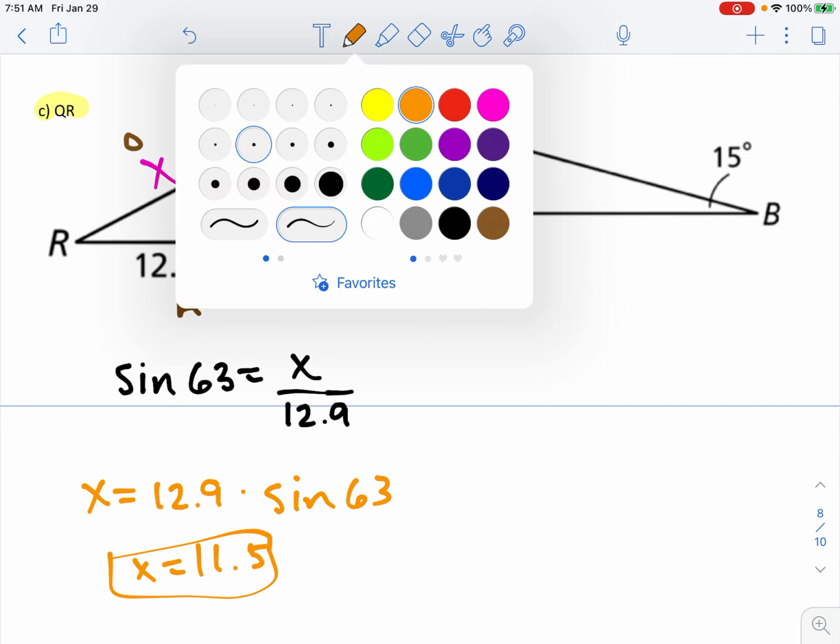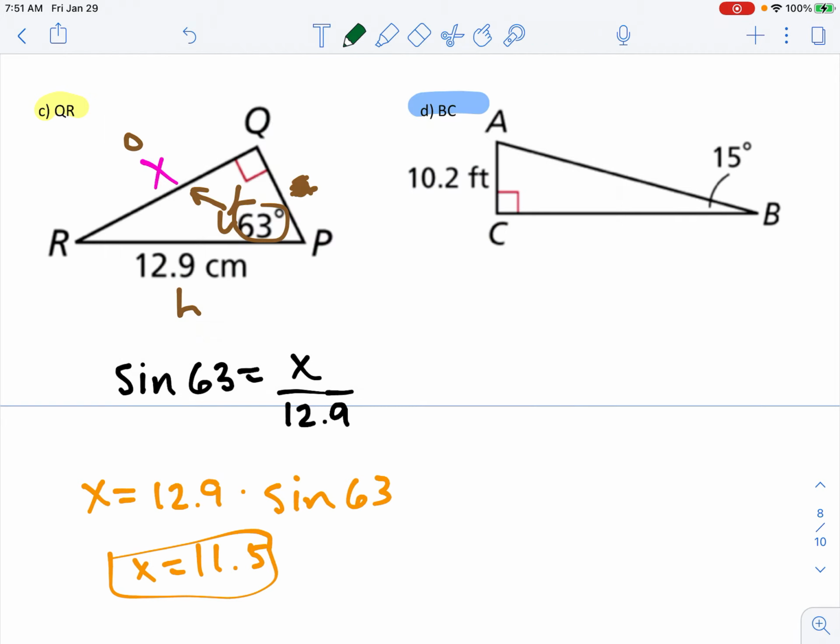All right, let's do our last one, find BC, so I'm going to put a letter on BC. I'm going to label my sides. I'm going to start at the 15, and I'm going to go across. This side is opposite. Across from 90 is hypotenuse, which means the last side is adjacent. Cross off the letter that has nothing. The hypotenuse doesn't have a letter or a number on it, so I'm going to get rid of it. And now I'm going to set it up.